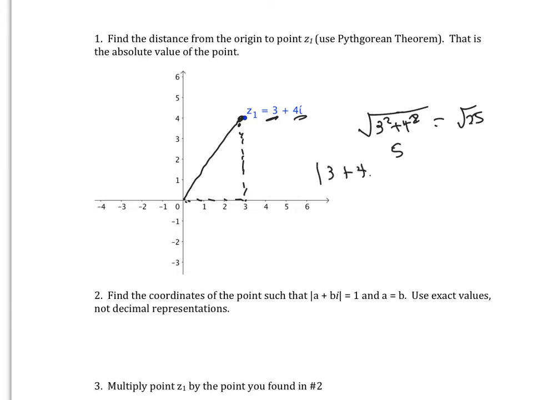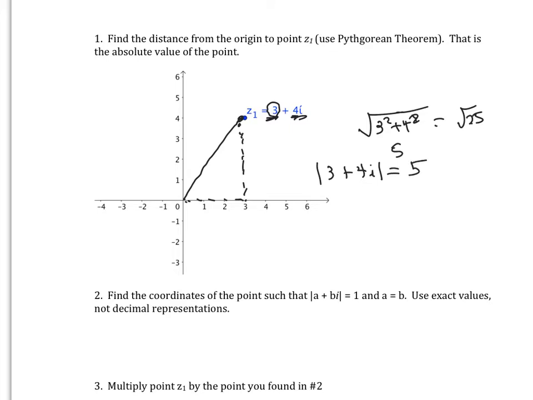So notice that we did not include the i when we did this calculation here. All we included was the real value here and the coefficient of i here. And then the absolute value of 3 plus 4i is equal to 5.